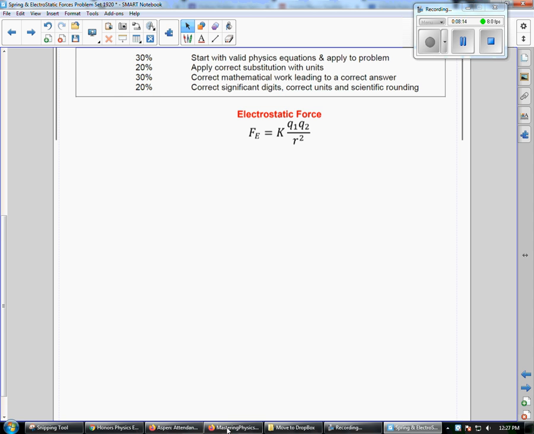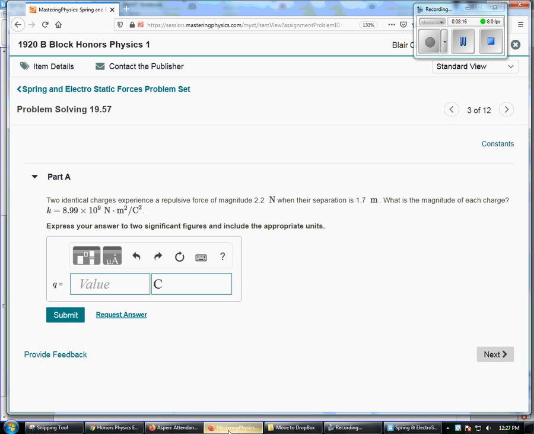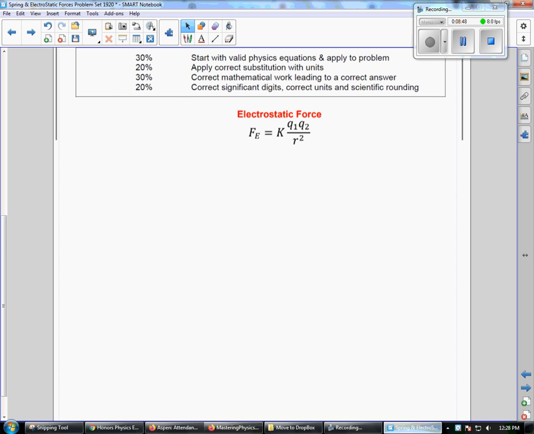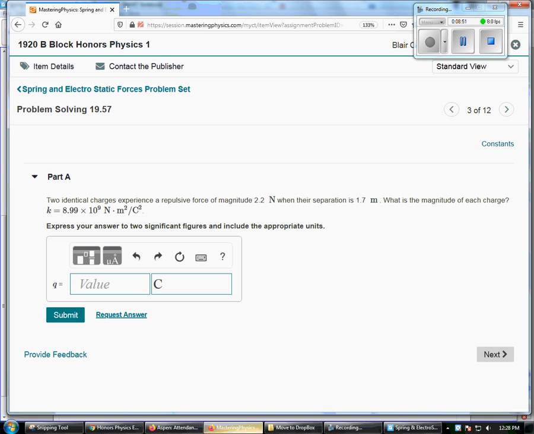And then it tells me what that force is, 2.2 newtons. Should I keep it in newtons? Yep. They also tell me separation is 1.7 meters. Should I keep that in meters? Yep. Because the Coulomb's constant, they give me 8.99 times 10 to the 9th newton meter squared per coulomb squared. So good. Everything is in our base units. I don't have to worry about that. So let's just substitute in now. Of course, remember the numbers is good. 2.2 and 1.7.